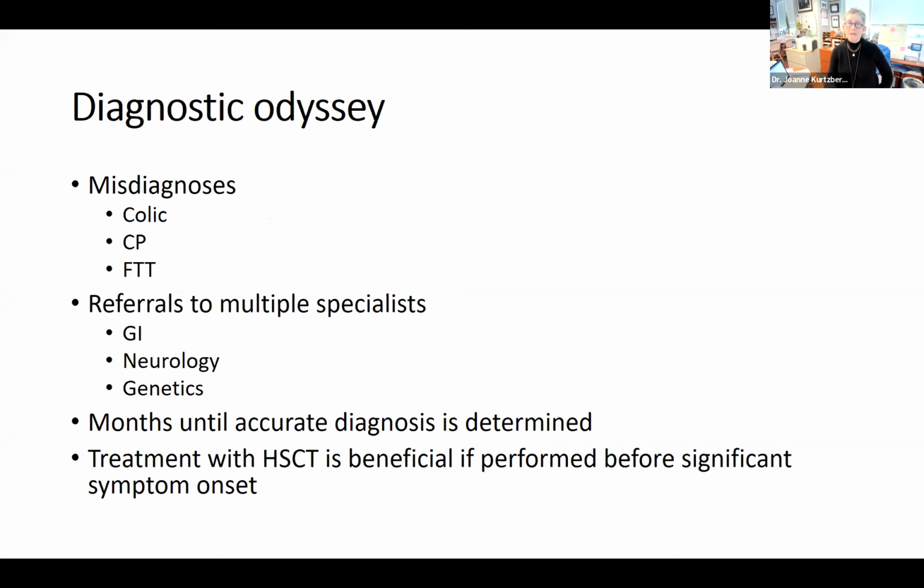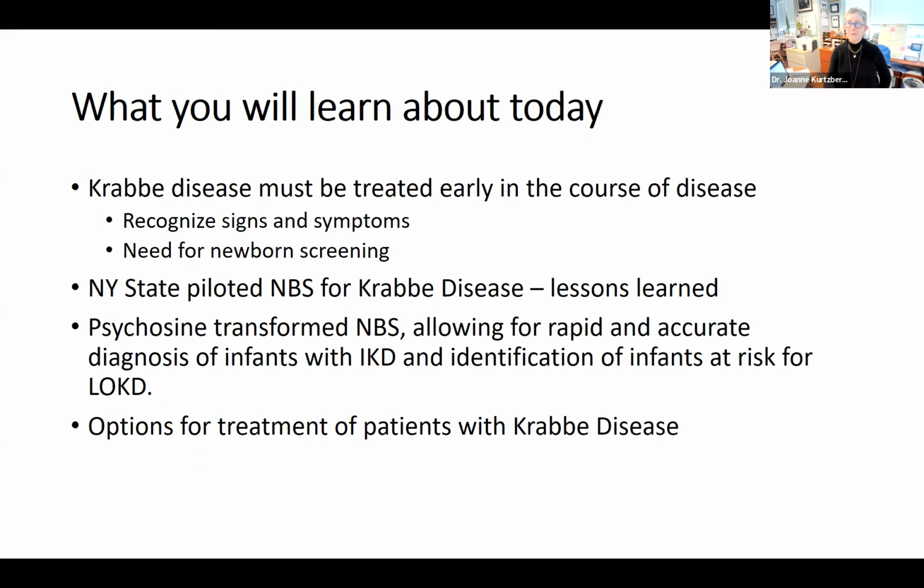Most families go through a diagnostic odyssey of misdiagnosis, including colic or cerebral palsy or failure to thrive. They're referred to multiple specialists who really take months until an accurate diagnosis is determined. And unfortunately, treatment with transplant is only beneficial if it's performed before significant symptom onset, which really defines the need for newborn screening in this disease.